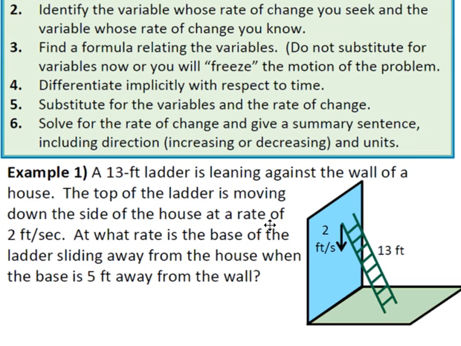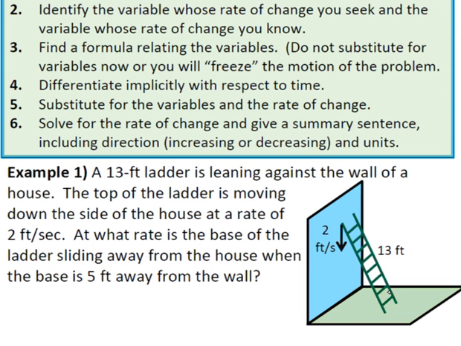So looking at this first example, example 1, we have a 13-foot ladder leaning against the wall of a house. The top of the ladder is moving down the side of the house at a rate of 2 feet per second, which is shown here. Typically this is not normally shown, so I would write this into the picture. At what rate is the base of the ladder sliding away from the house when the base is 5 feet away from the wall? So there's a couple of things that I would like to add here.